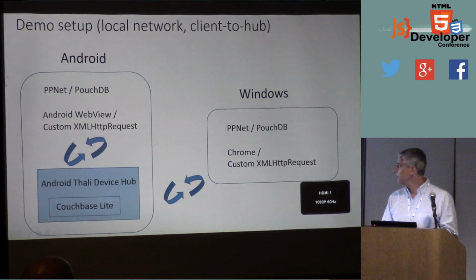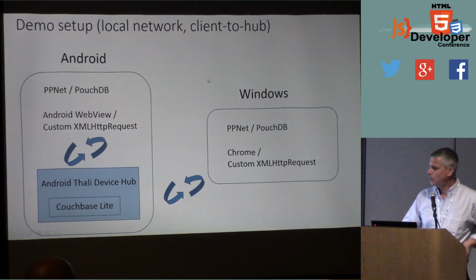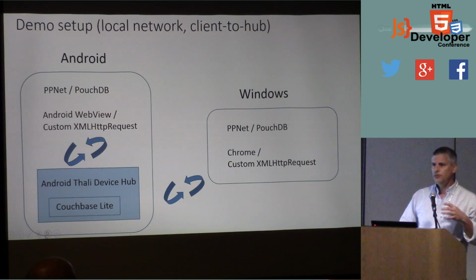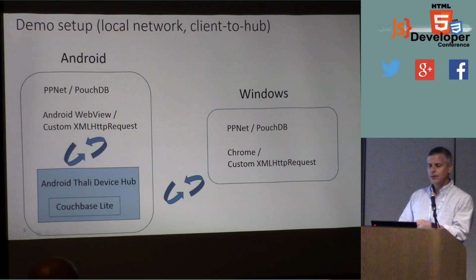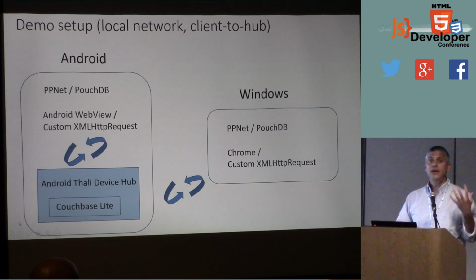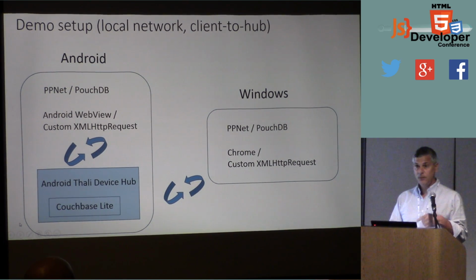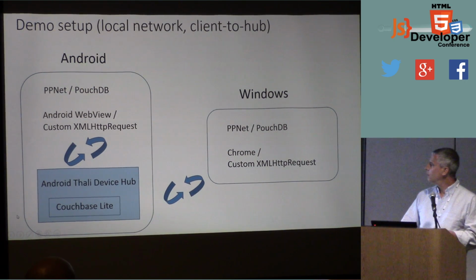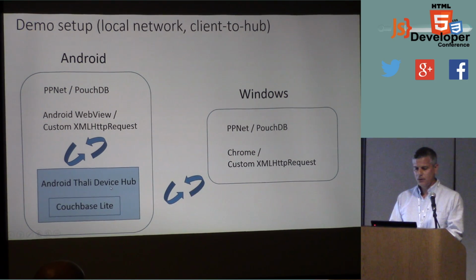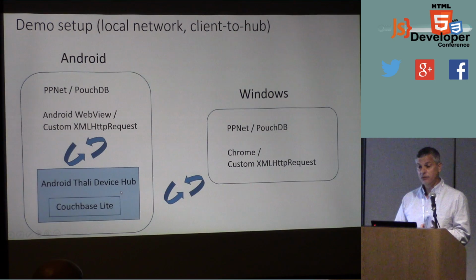So this is kind of the setup for the demo. On the one hand, we'll have an Android device, except it'll be an emulator because of the networking issues. And so there's this PPNet PouchDB application, an Android web view. We have some custom HTML request logic to talk to the hub, right? So Pouch will synchronize with Thali, the Couchbase Lite, and then this instance will also be syncing to that same instance. So this is the Android instance of Couchbase Lite and of Thali.